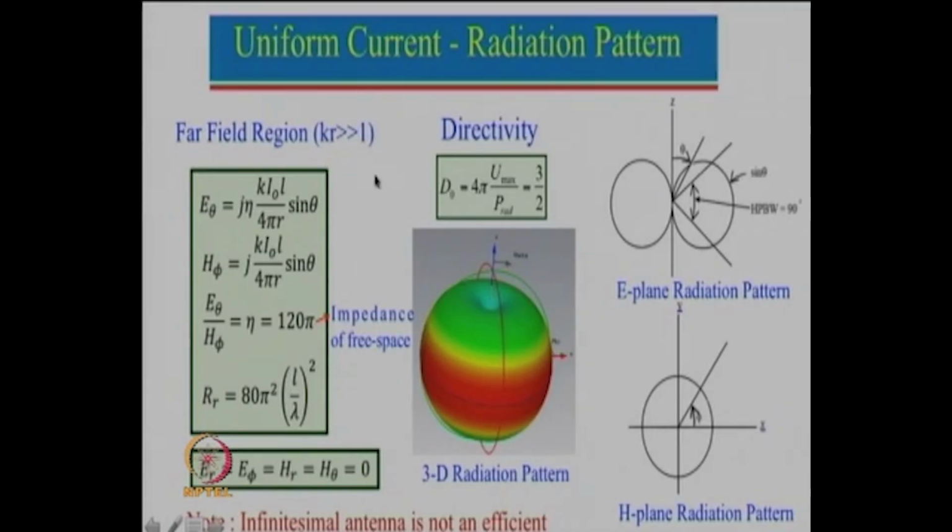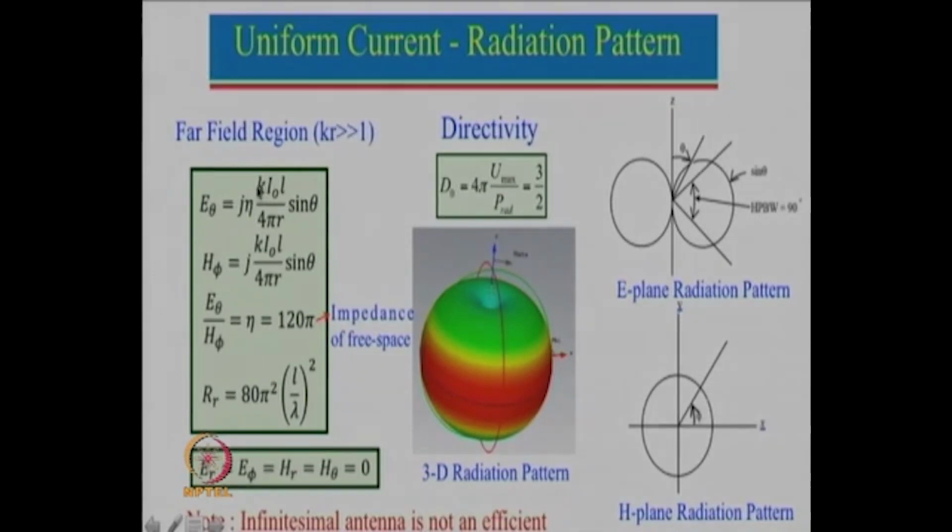Please see here, this is kr much greater than 1. So, we can now say there will be only two components, one is the E theta component, and the other is the H phi component. And if you look over here, what are the different terms? Eta is nothing but the free space impedance, which is equal to 120 pi, or 377 ohm. K is equal to 2 pi by lambda.